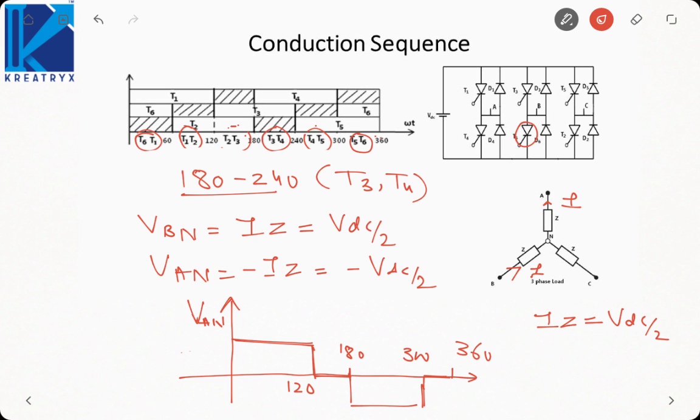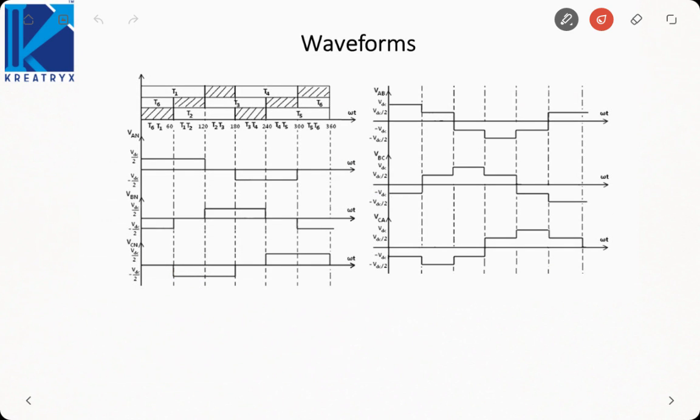So let us look at all the phase and the line voltages. We have marked the conduction sequence that I just explained to you. Now VAN was VDC by 2 and minus VDC by 2. Up to 120 it is VDC by 2. Then 180 to 300 it is minus VDC by 2. Now shift this waveform right by 120 degree. So start it from 120. Then it will go to 0. Then negative. This negative will be reflected here also.